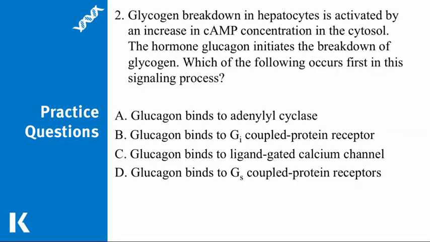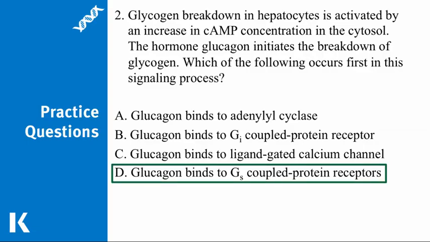The second practice question deals with cyclic AMP activation. D is the right answer. Gs proteins are responsible for stimulating production of cyclic AMP.